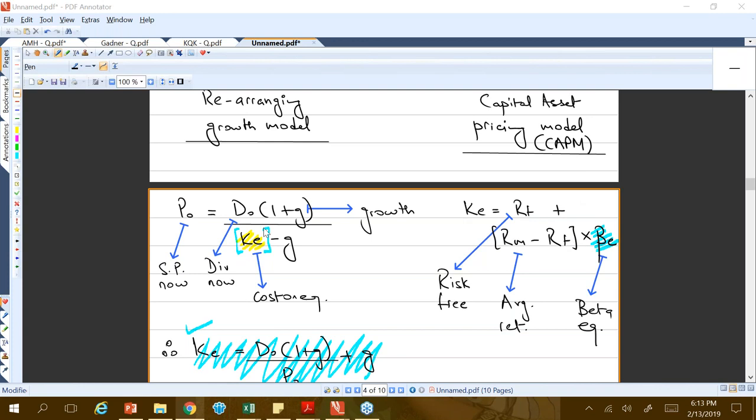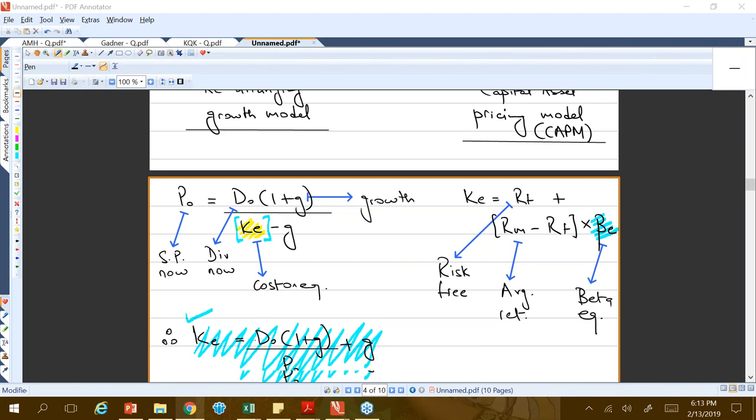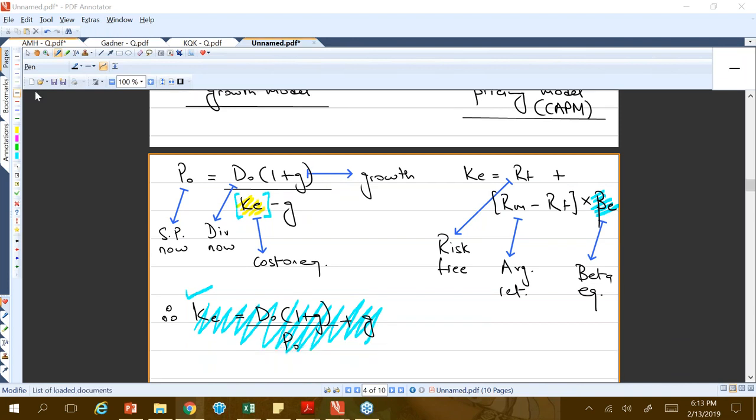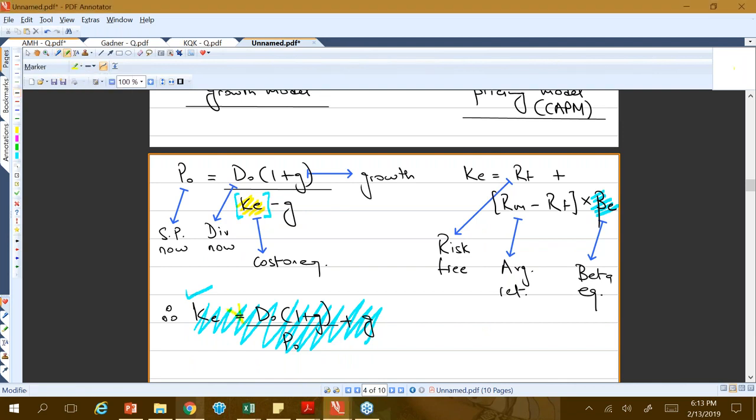Yeah, we have the information about the historic model for growth and the rearrangement of the growth model. We have no information here about CAPM. So I can't use CAPM. So I have to focus on rearranging the growth model. And what I need you to focus on is now this calculation, because you are going to find the KE using this calculation. So for that, we need 3 things. We need the dividends, we need the growth, we need the share price. So let's go into this working now.